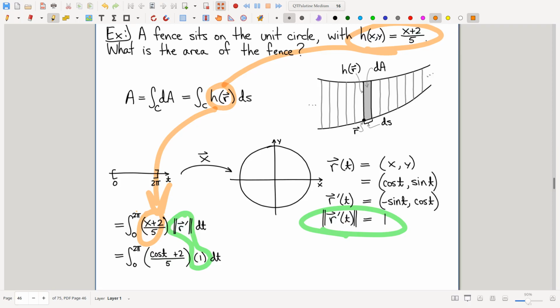And so in particular, this x right there is cosine t. How we doing? Everybody happy with that?